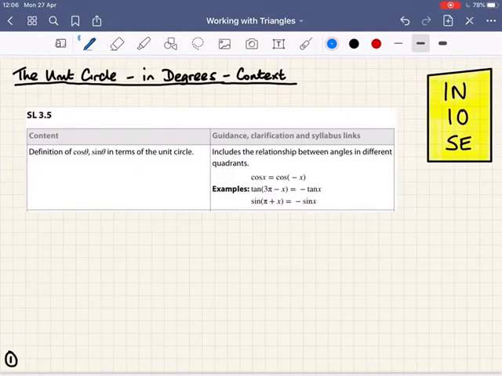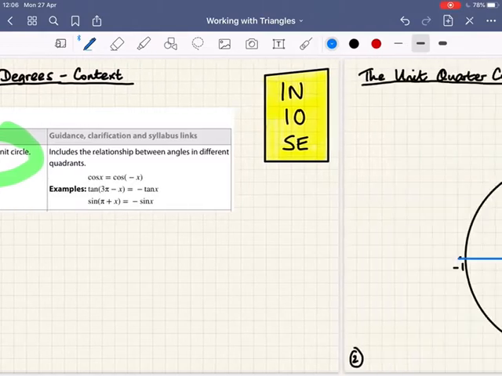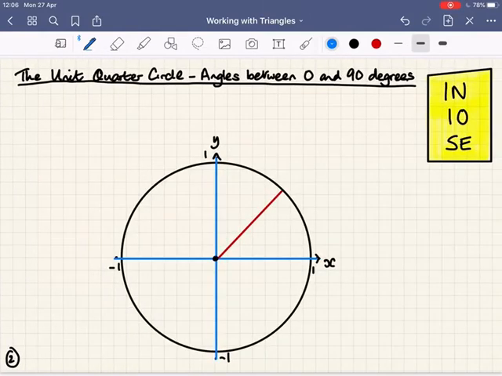This is on the IB specification. We're expected to be able to define cosine and sine theta, and we'll look at tan theta as well, in terms of the unit circle. So what is this unit circle and how does this work? This will make your brain hurt a little bit, I think, but not to worry. Let's concentrate and see if we can master this very important topic.